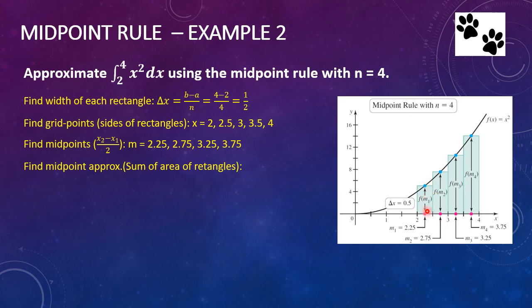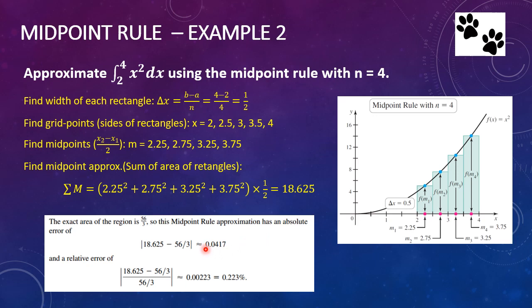Again, what we're doing is we're trying to find the height, so we plug in 2.25, the x value, into the formula x squared to get the height of that first rectangle, and do this with each subsequent rectangle. Since all of these rectangles have the same width, we can sum all the heights first and then just multiply, using distribution. So we can pull the 1/2 out and we get an approximation of 18.625.